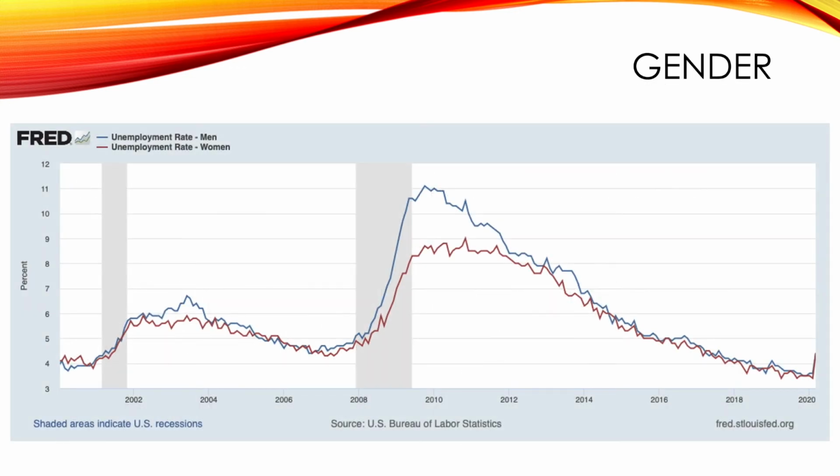So based on gender, the unemployment rate for men is the blue line. The unemployment rate for women is the red line. When the recession came in late 2007, 2008, and the first part of 2009, men's unemployment rate shot up at a much higher rate than that of women. And since then, they've kind of converged again. So that's the breakdown by gender.